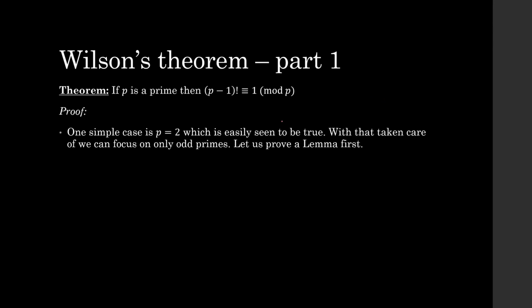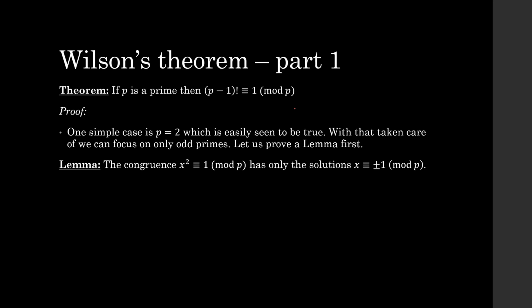Once again, we're going to have to do a lemma, and first we can look at a simple case, which is p equals 2. And p equals 2 is easily seen to be true, because we've got 2 minus 1 is 1, 1 factorial is 1, so 1 is congruent to 1 mod 2. And so that's pretty obvious. And so once we take care of the p equals 2 case, we can just focus on odd primes, okay? So let us prove a lemma for that.